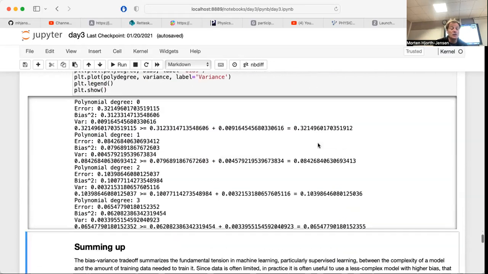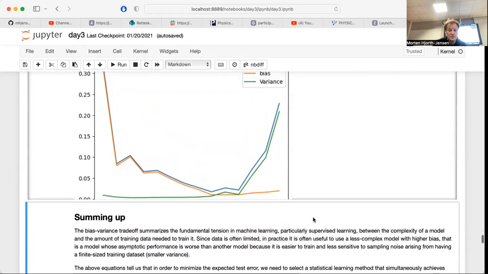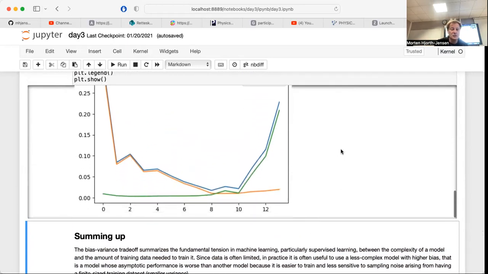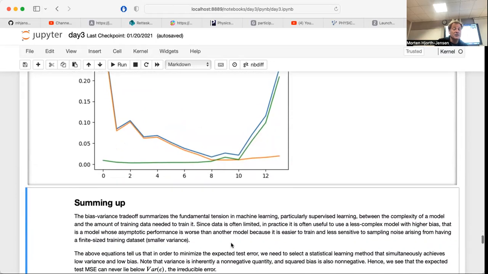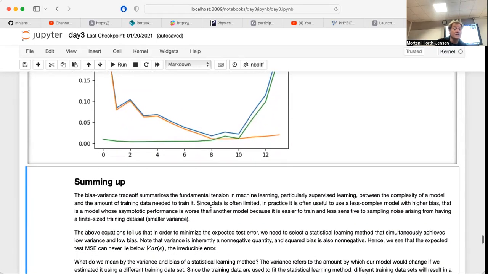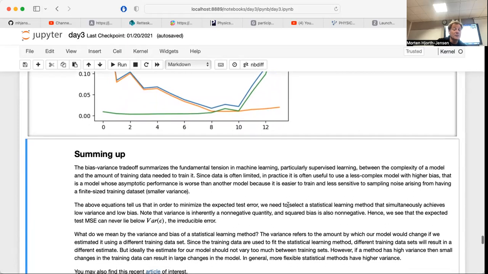And what you see then, when you scroll down here a little bit, let me just bring this window in here. I should have printed out differently. You see now the variance goes more and more down. And if you look at what we're having, this bias-variance trade-off summarizes this kind of fundamental tension in machine learning, in particular for supervised learning, between the complexity of a model and the amount of training data.